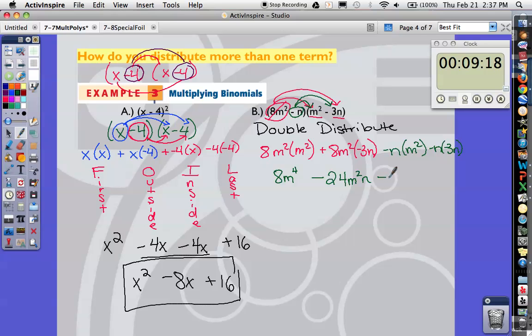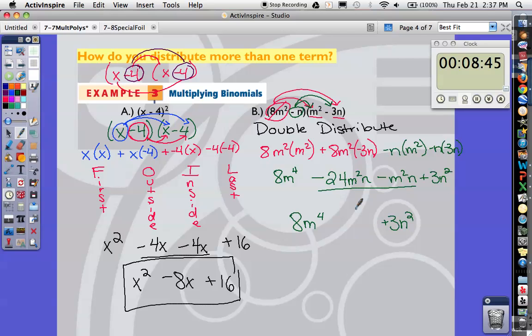Next one, I'm going to rewrite this so it's m squared n, because remember we want to put them in alphabetical order. And then the last one, a negative times a negative is a positive 3n squared. Always check to see if there are any like terms that you can combine. These two are like terms. And notice it does help if you rewrite this so that they are in the same order. So we would keep the 8m to the fourth, and we would keep the 3n squared.